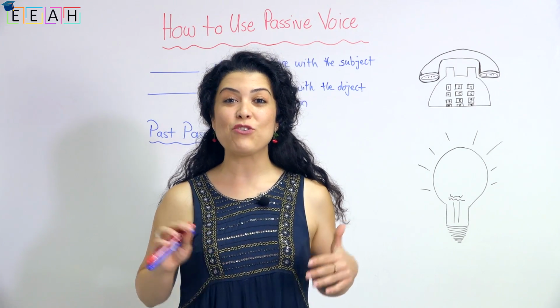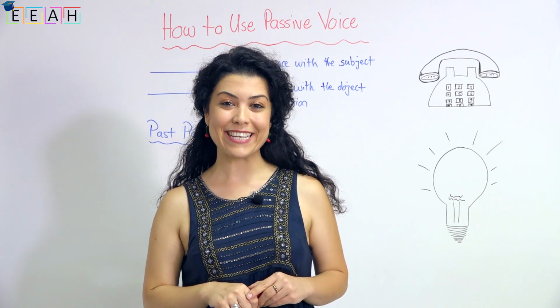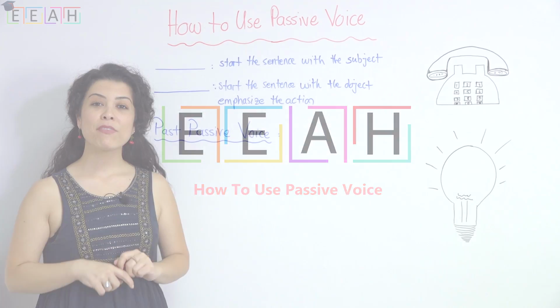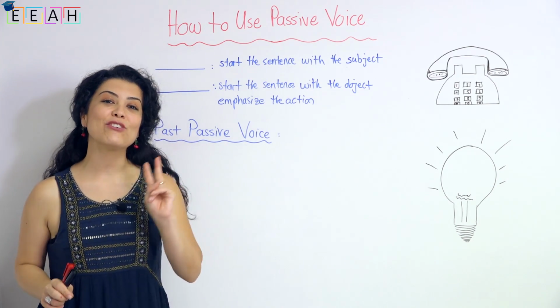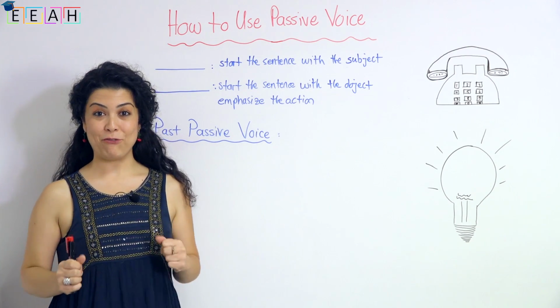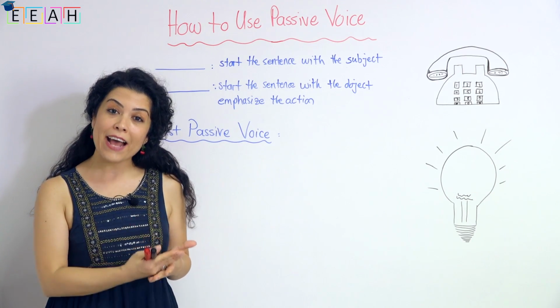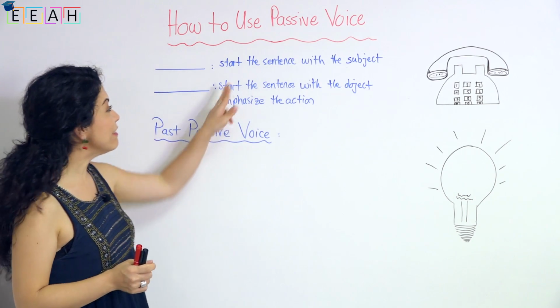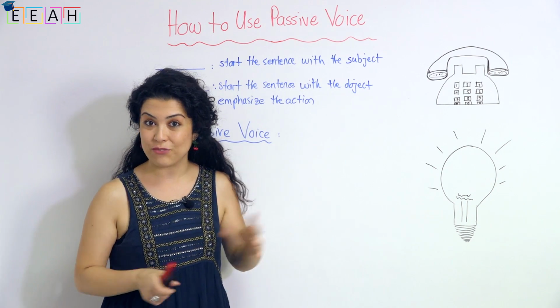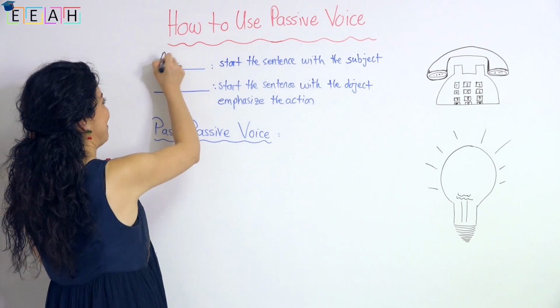Today, I'm gonna teach you how to use passive voice. We often say things in two different ways, either in the active voice or the passive voice. If you are forming an active sentence, you start the sentence with the subject, the person who is doing the action, okay? Active voice.